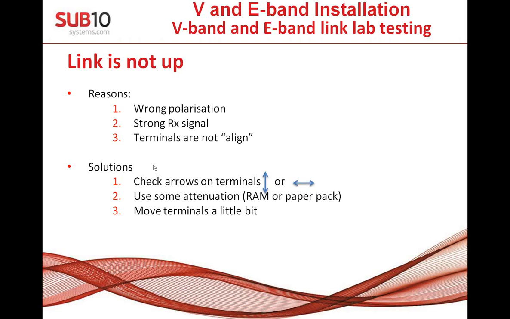Solution for the first one, polarization: you have arrows on the back part of the terminal, and you can check whether they are both in the same orientation. If you have too strong a signal, you have to use some attenuation. You can either use RAM, which is radiation absorption material, like foam, which is making some attenuation. But as a temporary solution, you can also take a pack of papers for printers, 500 sheets packed together, and put it between terminals, and it is doing attenuation. And if the link is still not up, play a little bit with the movement of the terminals.